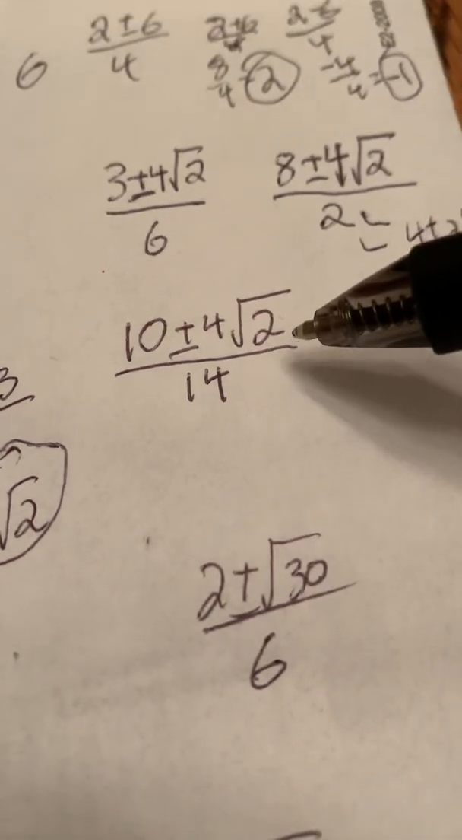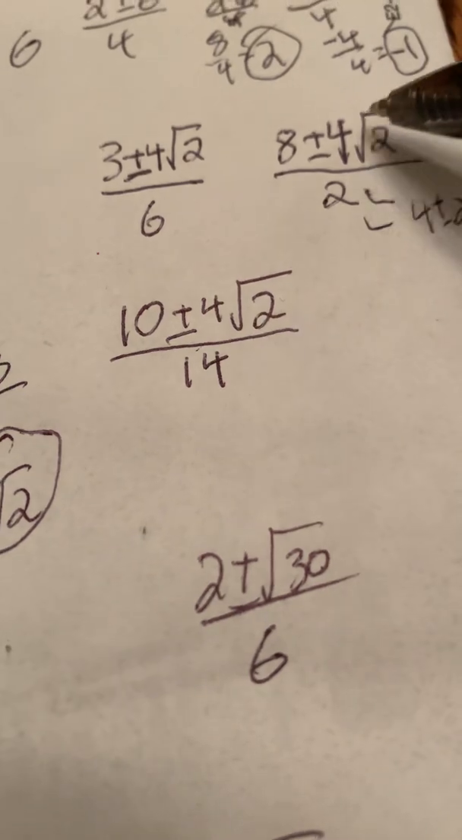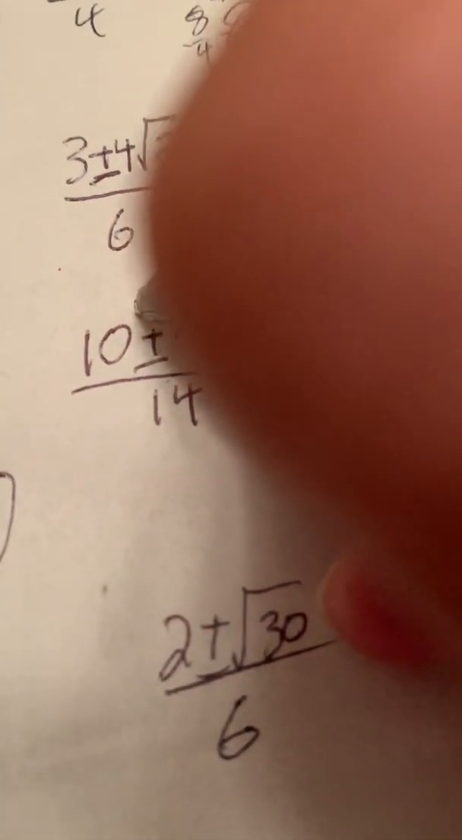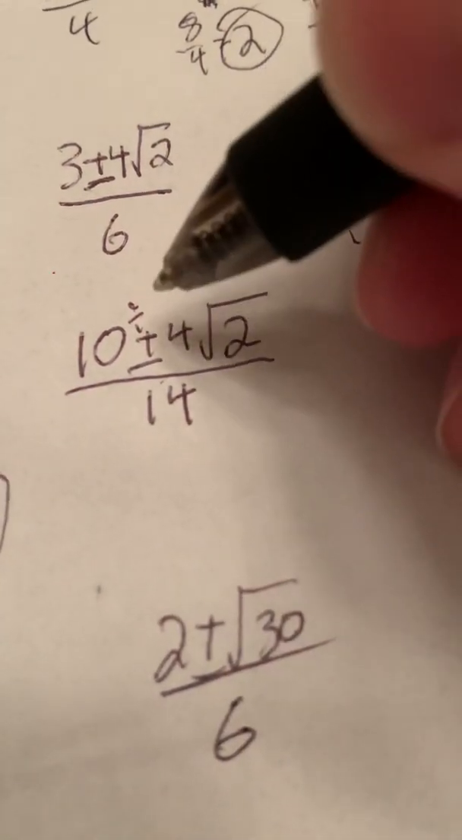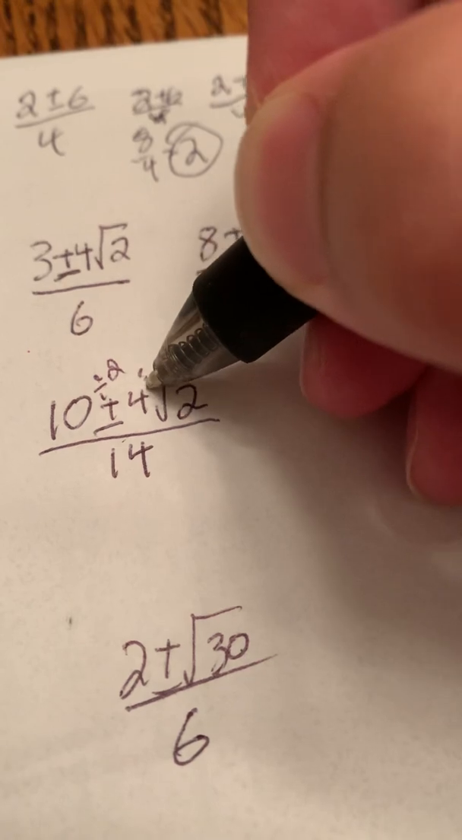Okay? Now over here, when I have 10, 4, and 14, this is kind of what I was talking about up here, about finding the greatest common factor. Again, I can divide. I know my thumb's in the way there, sorry. Let me kind of try to adjust this. 10 divided by 2, 4 divided by 2.